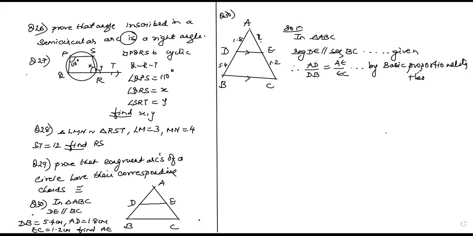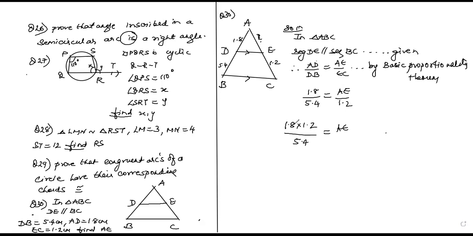Now, when I substitute the values, children, AD is how much? 1.8. What is DB, children? 5.4. What is AE, children? We don't know. What is EC? 1.2. Now, so simple, children. I want this AE. AE will remain 1.8 into 1.2 upon 5.4 is equal to AE.